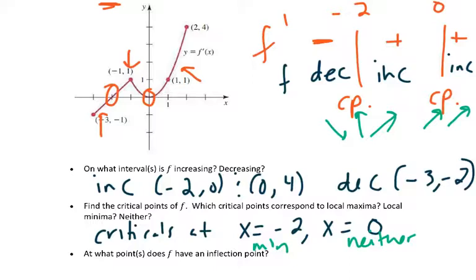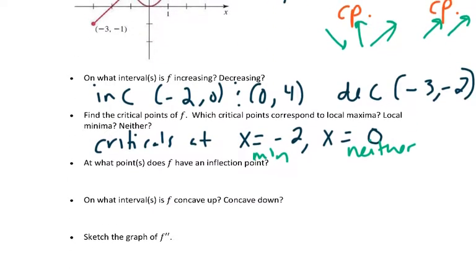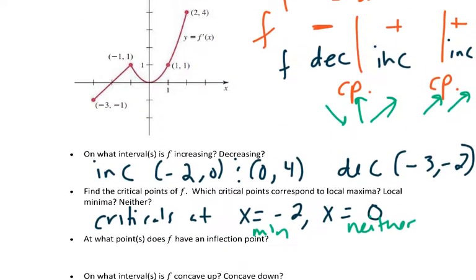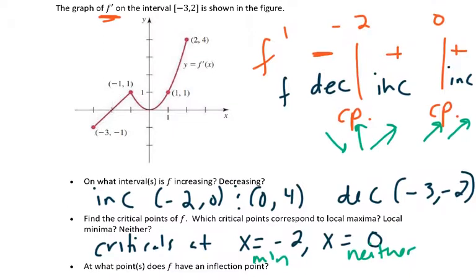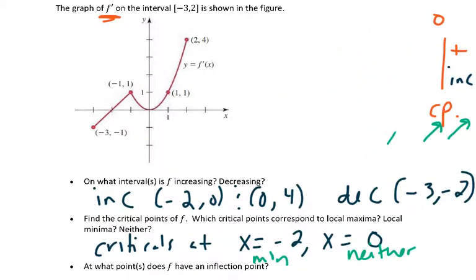Okay, so now we're going to do another analysis. Remember, this is the graph of the derivative. And I want to talk about the inflection points and the concavity. And so I want to talk about the second derivative. So I'm going to do some more analysis to talk about the second derivative. This is the graph of the derivative, so the second derivative is the derivative of this.